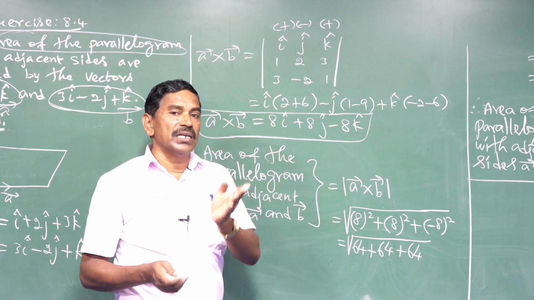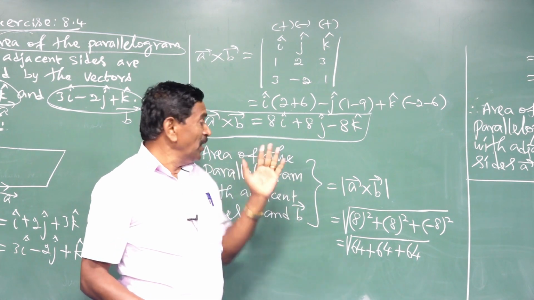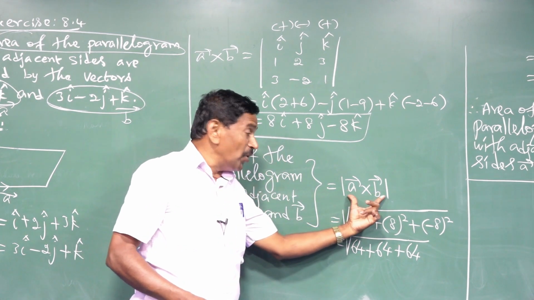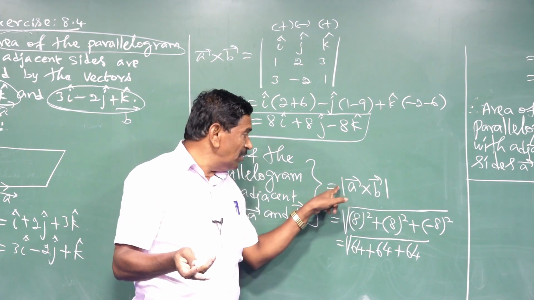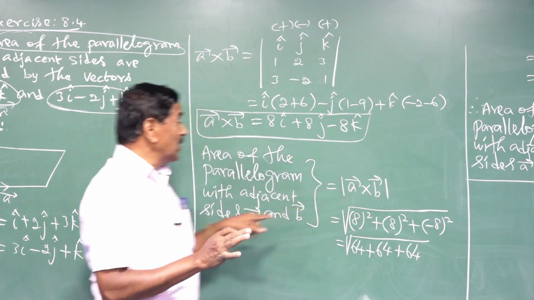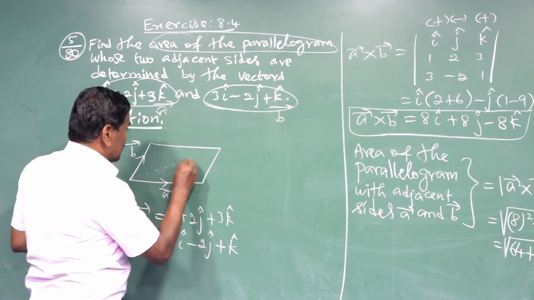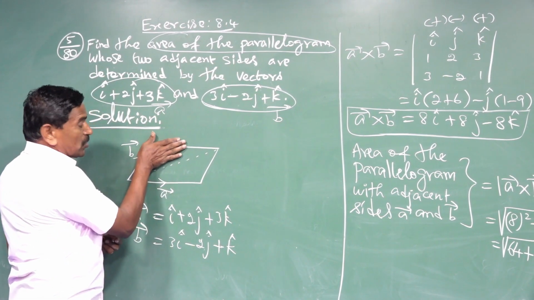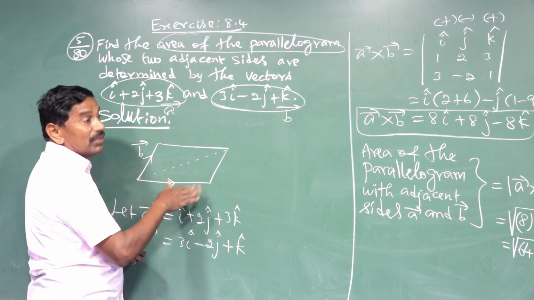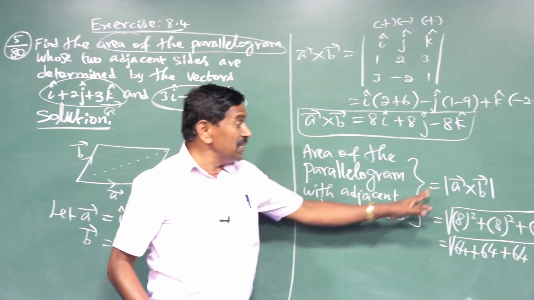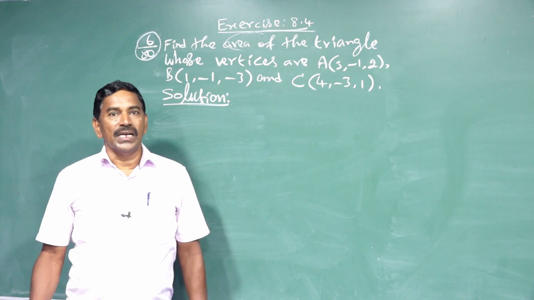Can you tell me the difference between the area of the parallelogram and the area of the triangle? Area of the parallelogram means modulus A vector cross B vector. Area of the triangle means, first of all, half, that's all. Because a parallelogram contains 2 equal triangles, one downwards and one upwards, and these 2 triangles are equal in area. Therefore, area of the triangle is half into modulus A vector cross B vector. Same working rule.